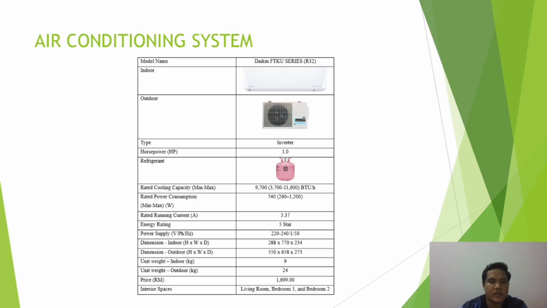So next, the refrigerant uses the gas R32, which is good. So next, the rated cooling capacity is 9,700 BTU per hour. The energy rating is 5 star, because energy rating is very important to save our electric bill. So next, the unit weight, indoor and outdoor, is only 9 kg and 24 kg.